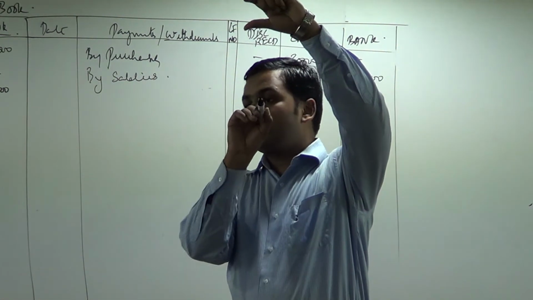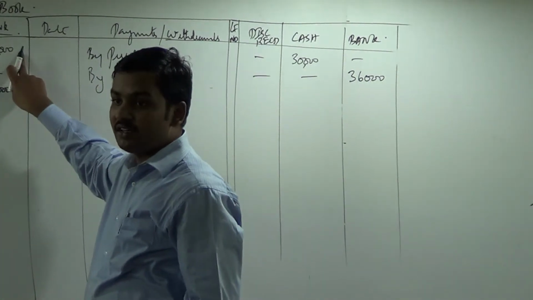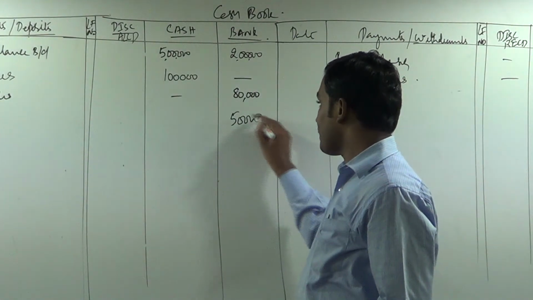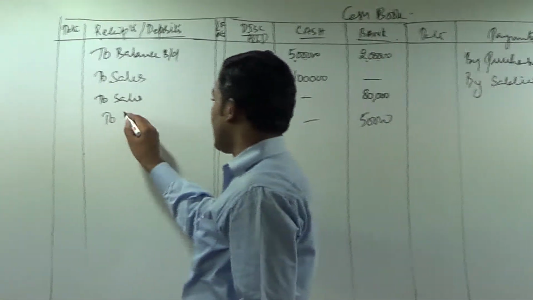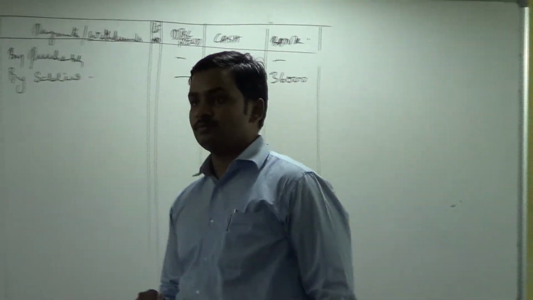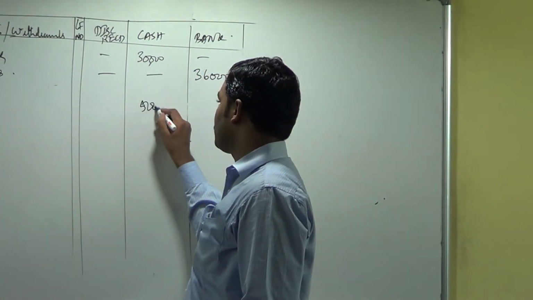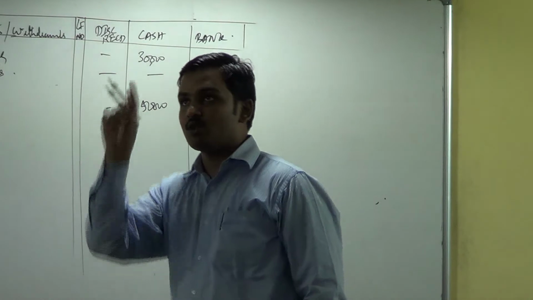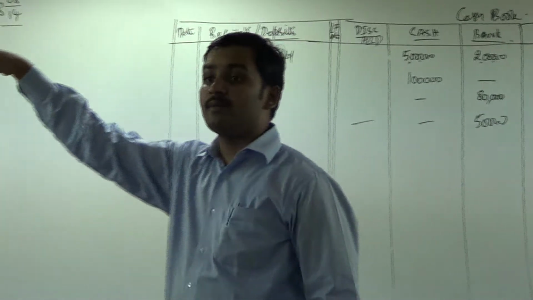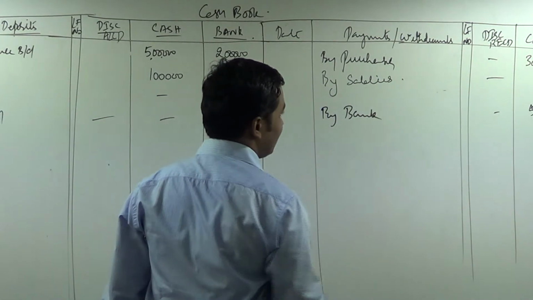Or you can think about an entry: bank account return to cash account. In bank account, what we should write? To cash. This is bank account, debit side, so I write to cash. What is the amount? 50,000. It's a payment of cash, no? So in the cash column, 50,000. Think about the journal entry also. Bank account we have written to cash. Cash account we should write by bank. So I write here by bank.